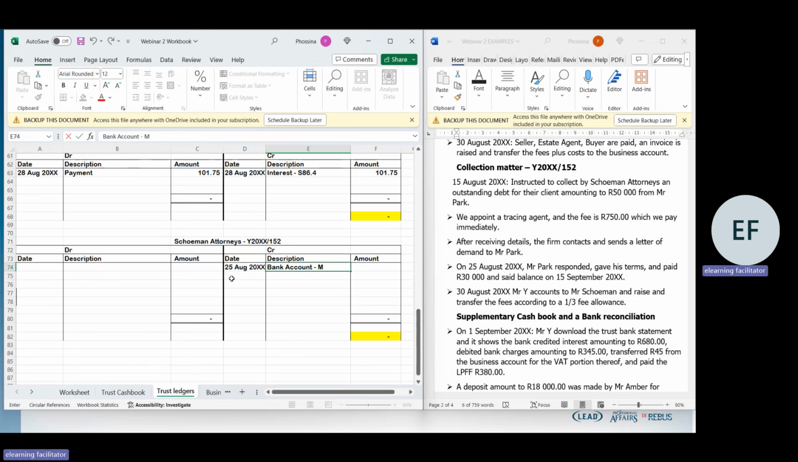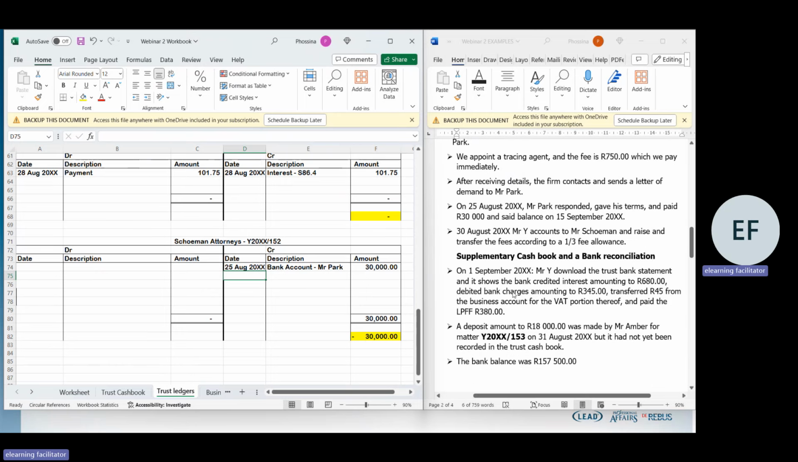So we show in our bank we received from Mr. Park 30,000, like that. Okay, and then after that, we are told on 30 August 20XX, Mr. Y accounts to Mr. Schoeman and raise and transfer the fees according to a 1/3 fee allowance. So in this case, we are only charging a collection fee.